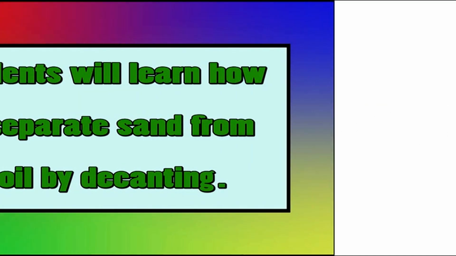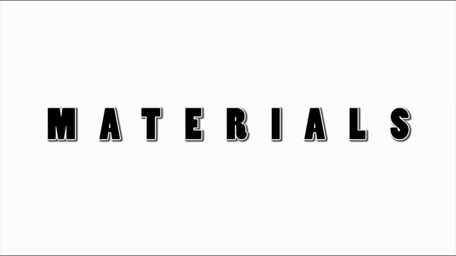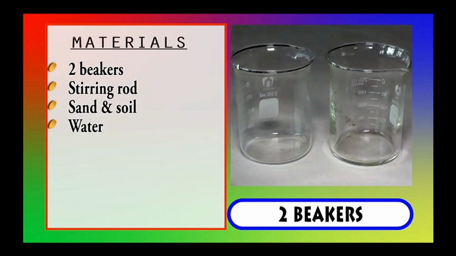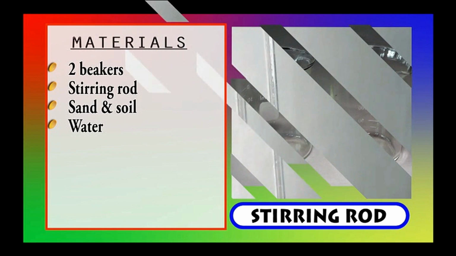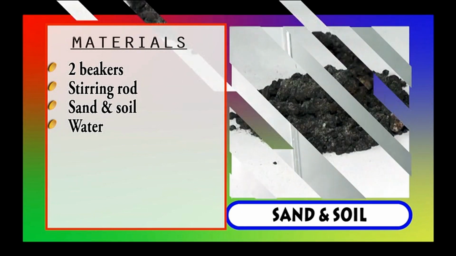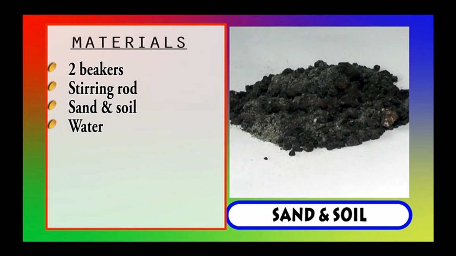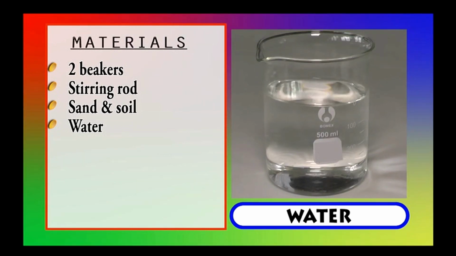In this experiment, students will learn how to separate sand from soil by decanting. The materials required for this experiment: we will need 2 beakers, a stirring rod, sand and soil, and some water.